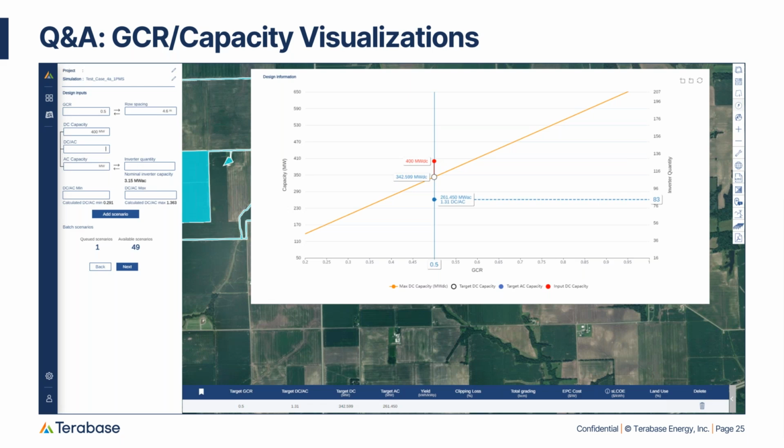So you can take an array layout PDF, and it'll create a document that shows the capacity and a picture of your site, and it's a really nice deliverable to show to landowners or to use for permitting.